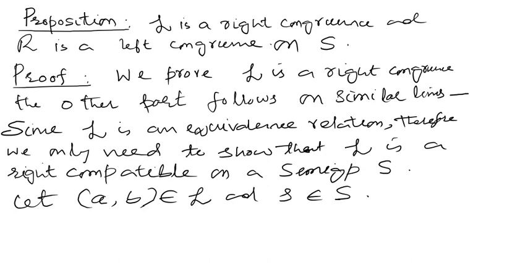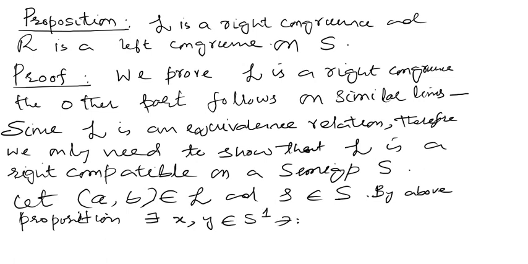Now by the above proposition, it means that there exist x, y in S1 such that, so left means this x on the left side, xa is equal to b and yb is equal to a.